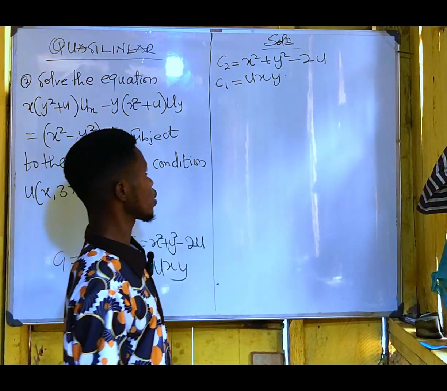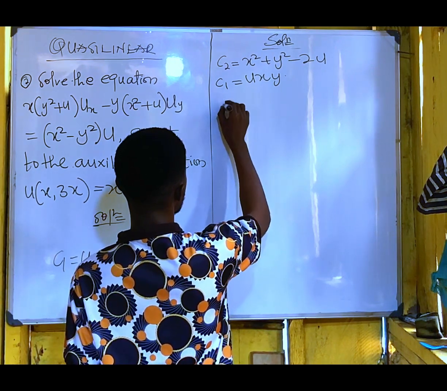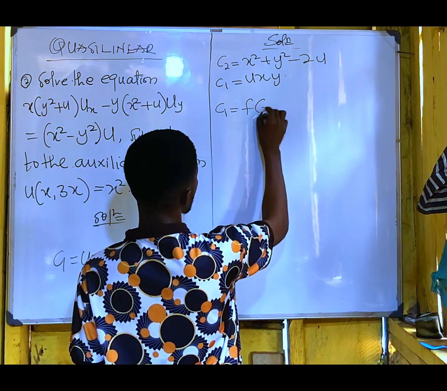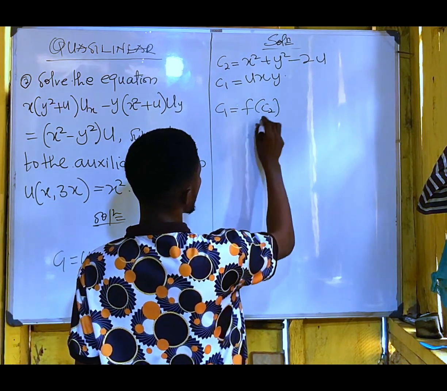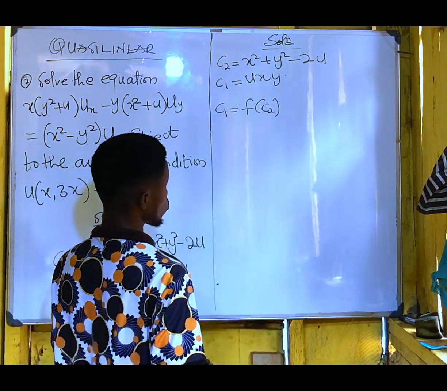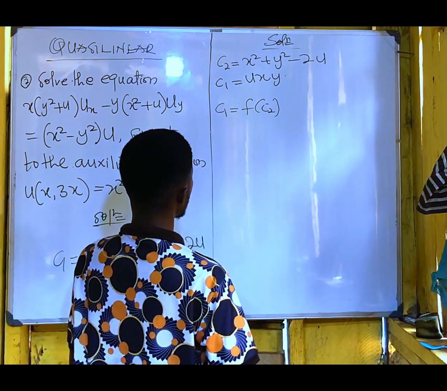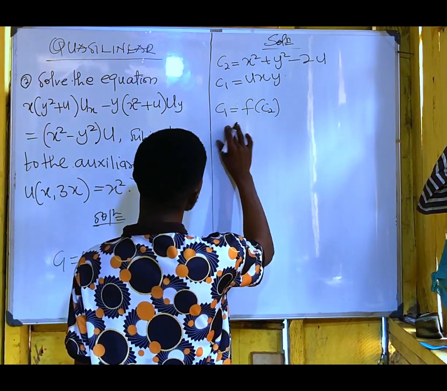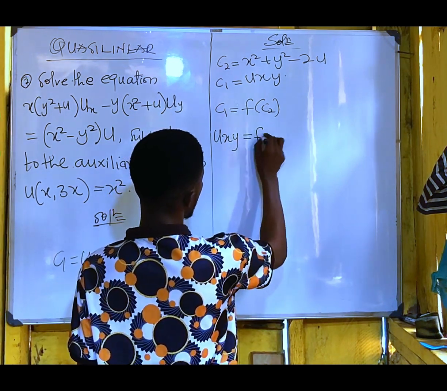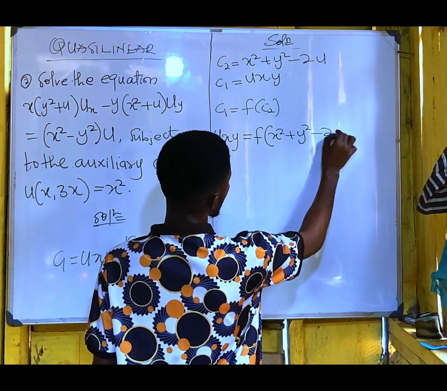So what you are going to do is very simple. You equate c1 to be equal to f of c2. You can also equate c2 equals f of c1, because they both have u, so there's no problem with that. So now from here, our c1 is u/(xy) equals f of (x² + y² − 2u).